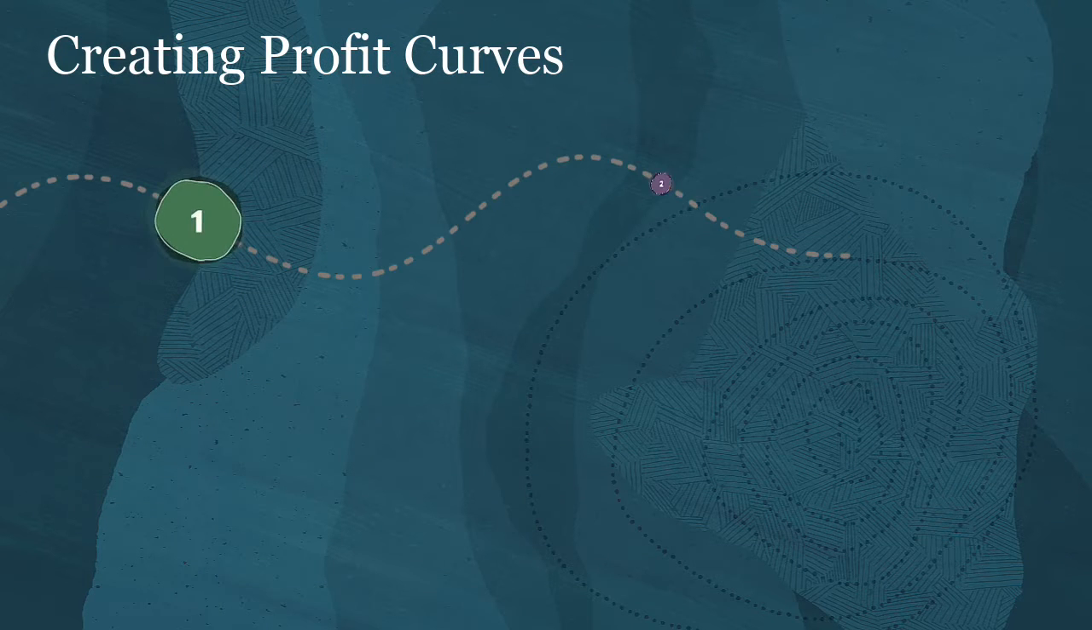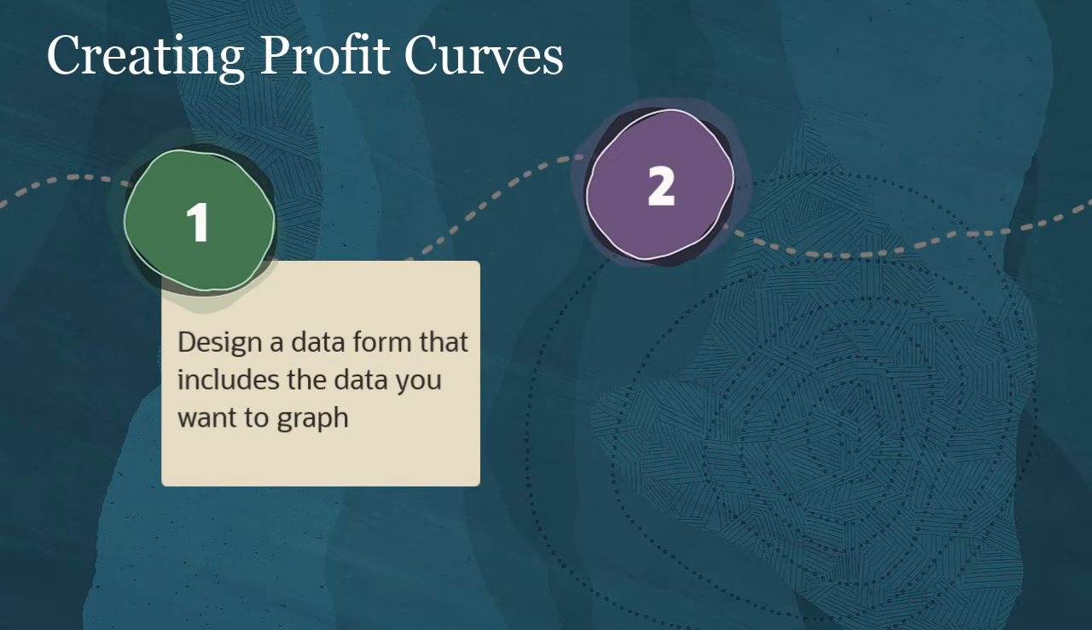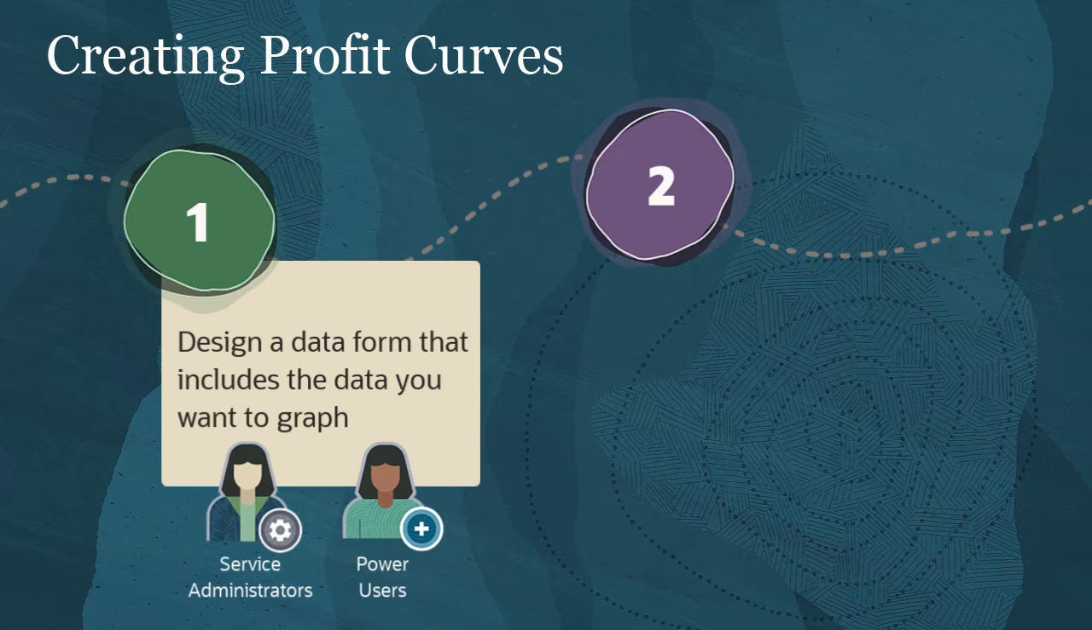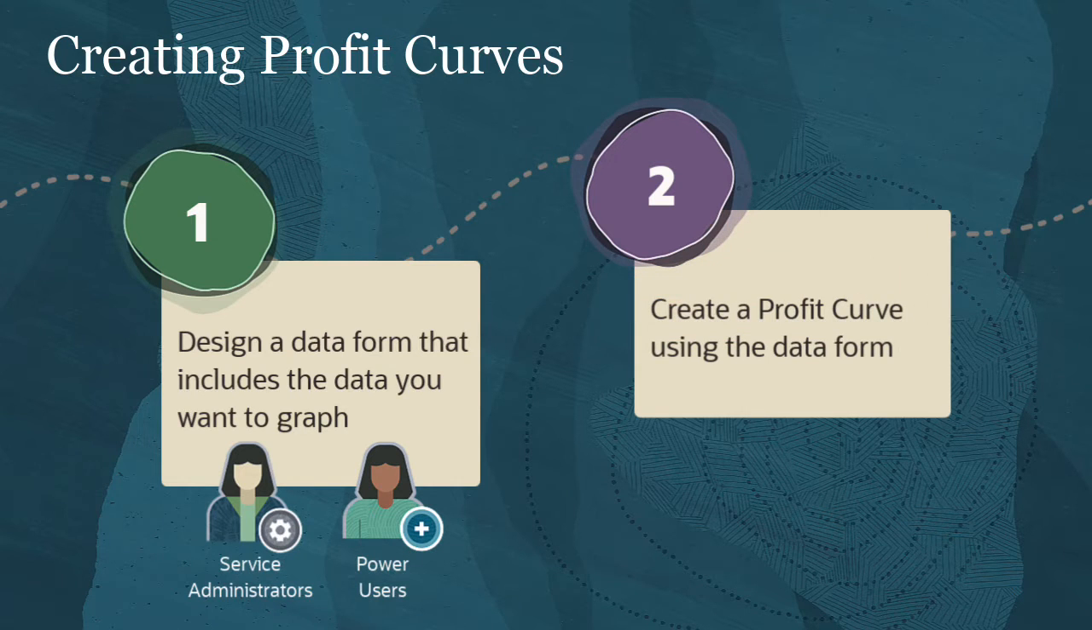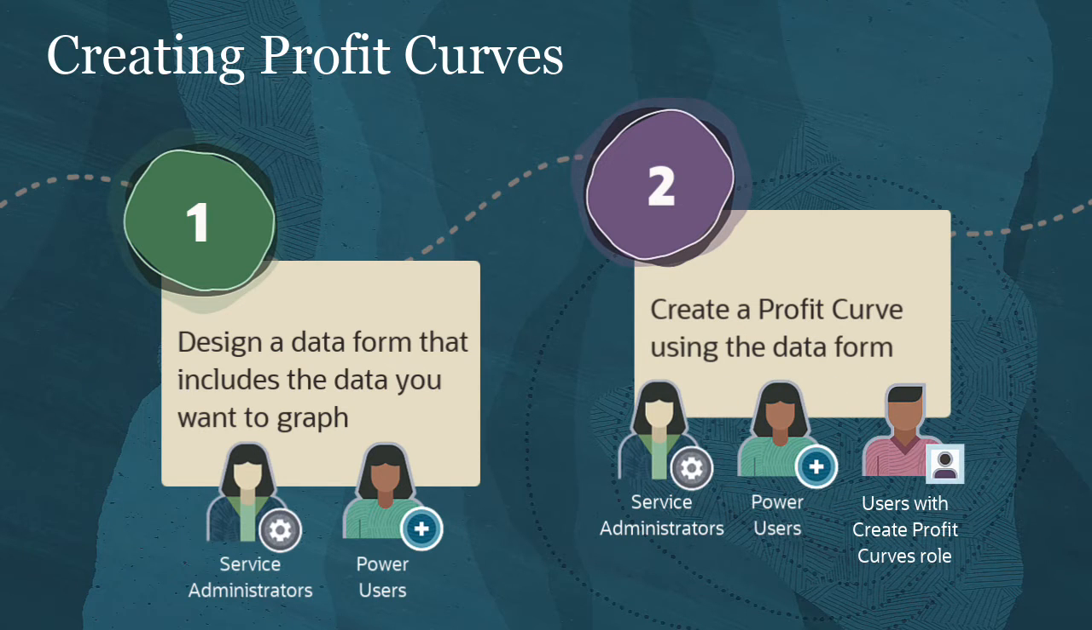Creating a profit curve is a two-part process. First, you design a data form that includes the data you want to graph. Only service administrators or power users can create data forms. Second, you create a profit curve using the data form. Service administrators, power users, and users with the application role to create profit curves can create a profit curve.